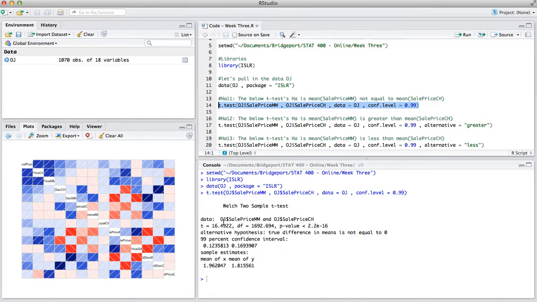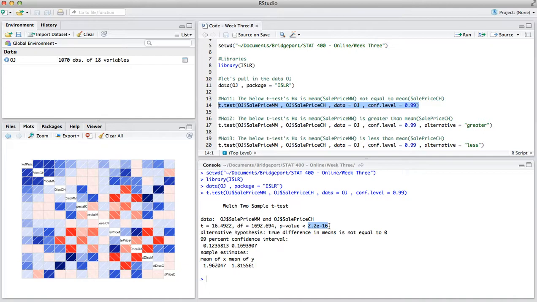Okay, so it tells me what data I used. We're comparing the sale price of Minute Maid versus Citrus Hill. It gave us a t-statistic, degrees of freedom, and it gives us a p-value. This is the p-value that we've been talking about. This is a very small number here. The p-value is less than 2.2 times 10 to the minus 16. That's a very small value.